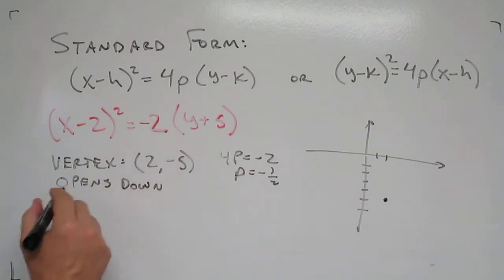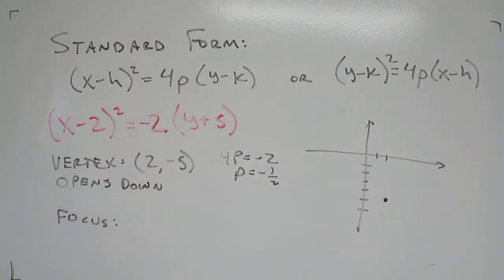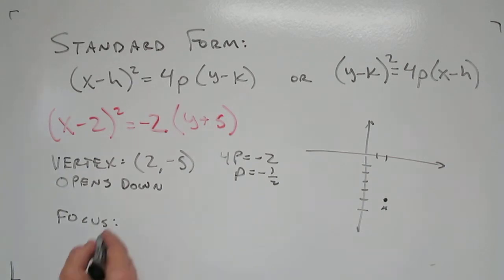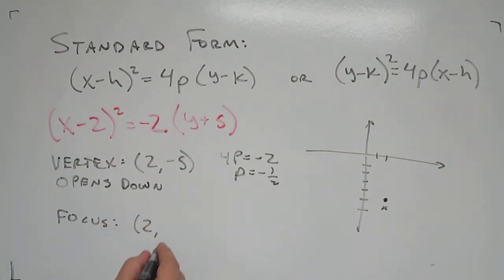The next thing I would try to find is the focus. And since I know the coordinate that's changing is the y coordinate because it's going down 1/2, I could say that it's at (2, −5.5), or −11/2, however you want to represent it is fine with me.